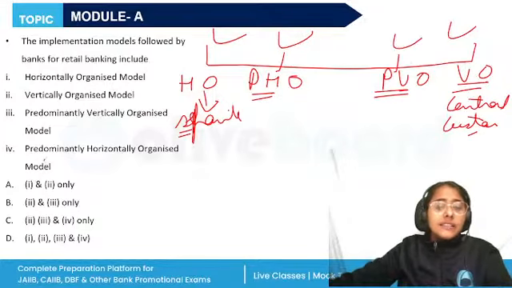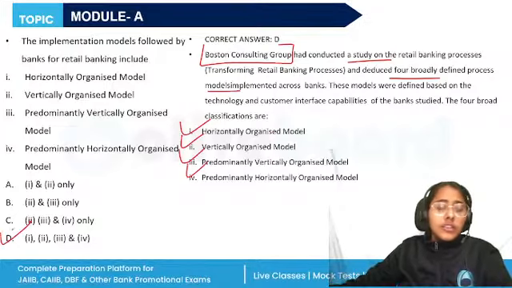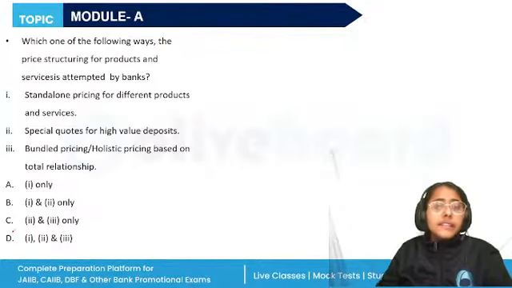So accordingly, the correct answer is option D, 1, 2, 3, and 4. All of these are the implementation models which are used. And these models are given by the Boston Consulting Group, which conducted a study on the retail banking processes and deduced 4 broadly defined process models. So these are the 4 models. Correct answer option D.